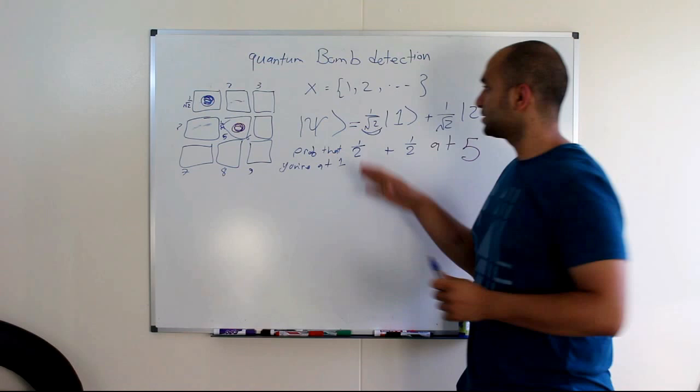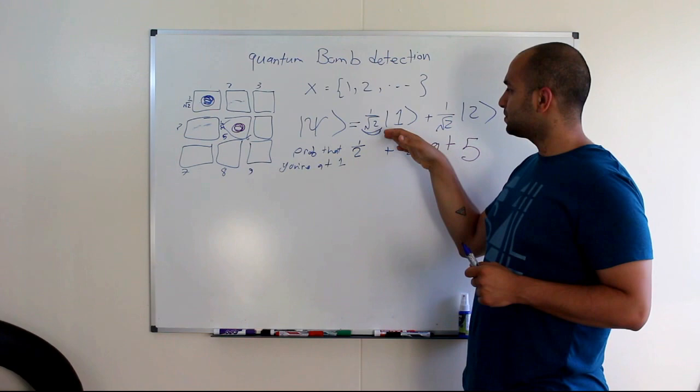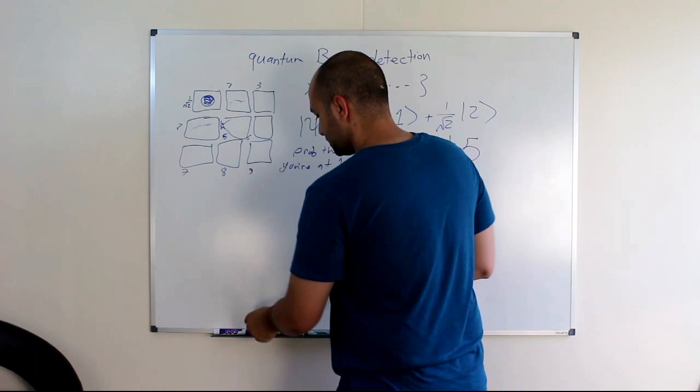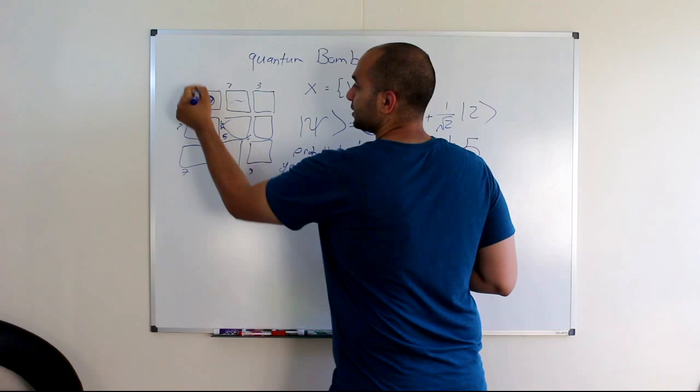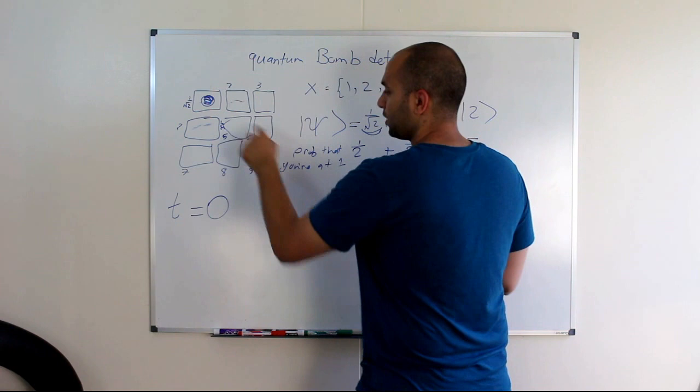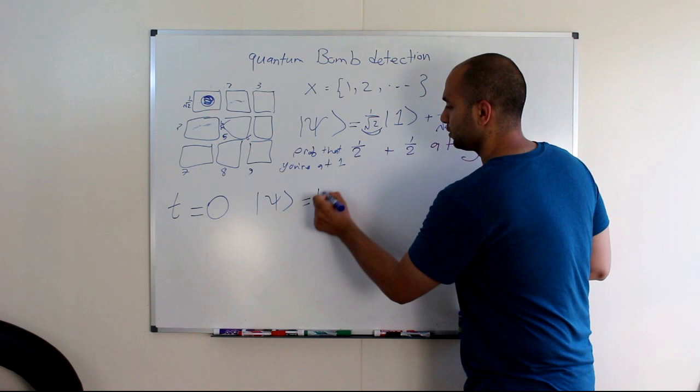Okay, so this is the weird part of quantum mechanics. It tells you that you can somehow be in this position and in that position. The other weird part is the superposition principle. Let's say the state starts here at time t equals 0. You are at the state which is completely determined to be 1. You just start at 1.